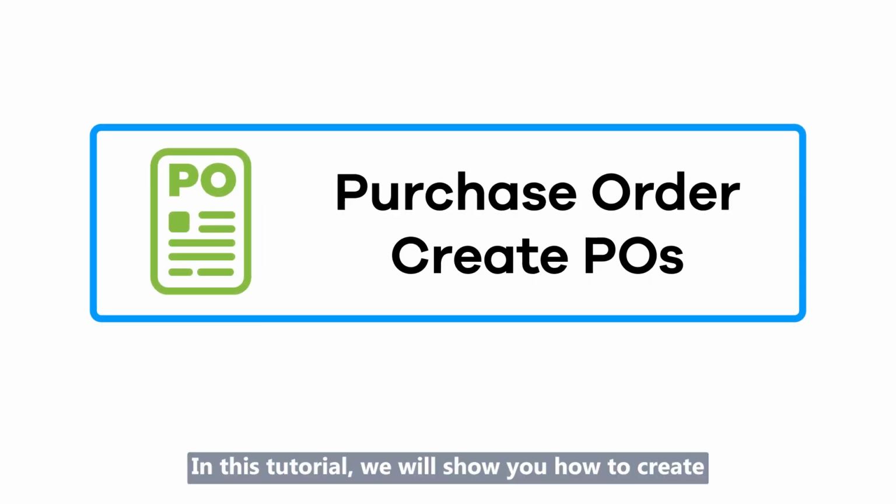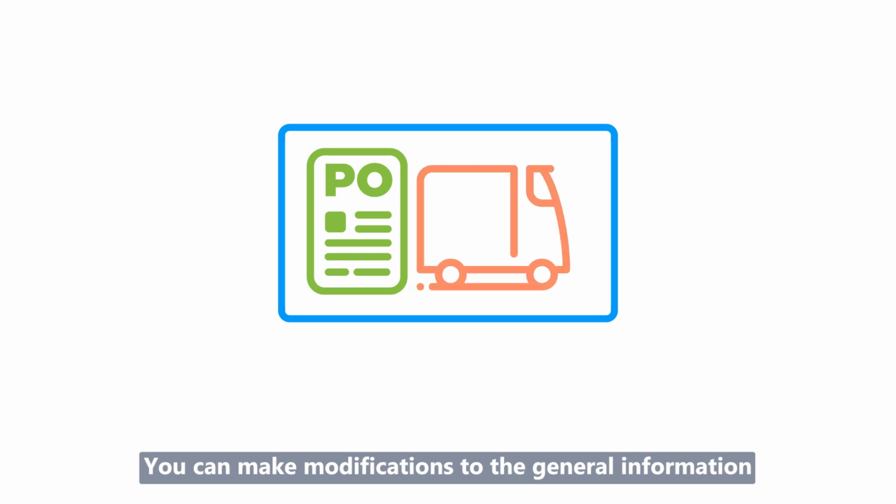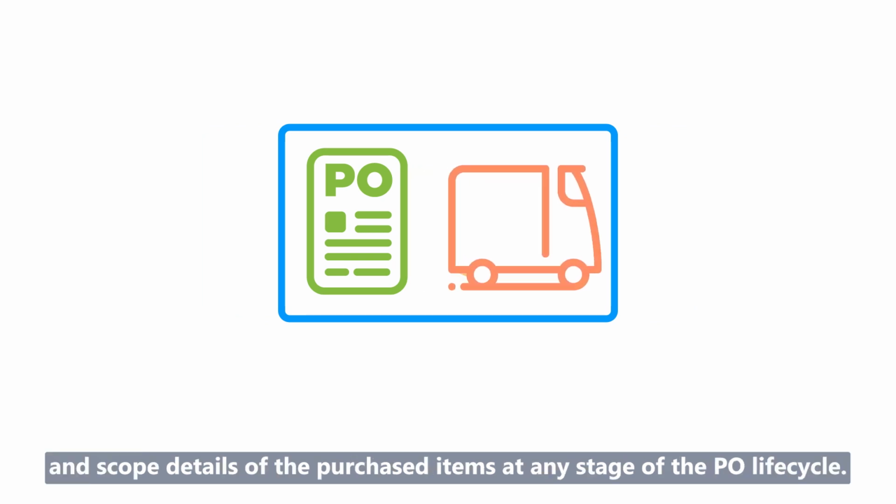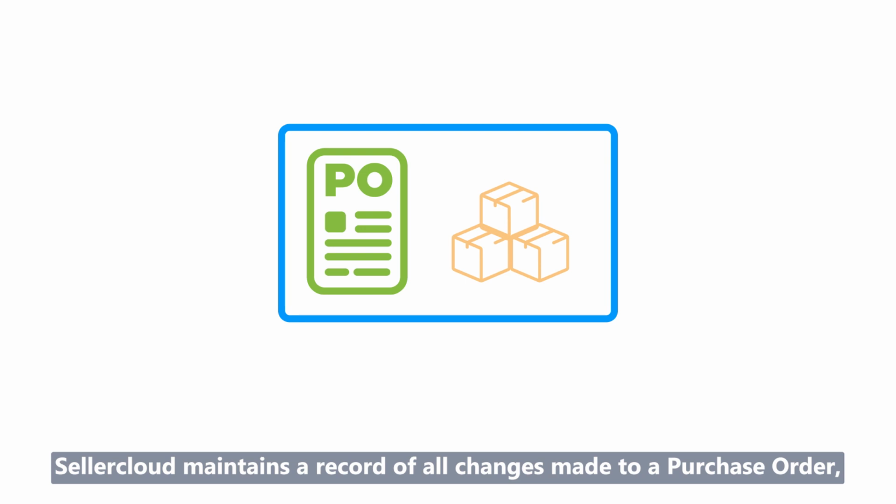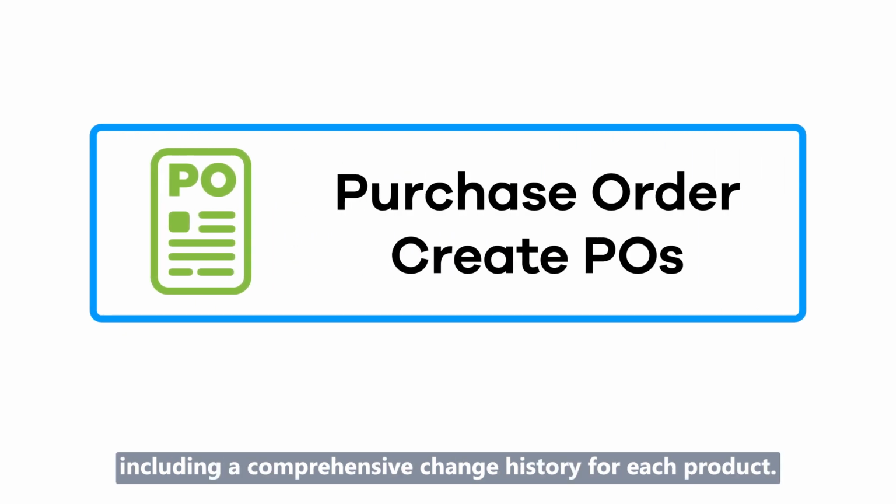In this tutorial, we will show you how to create and import purchase orders in Sellercloud. You can make modifications to the general information and scope details of the purchased items at any stage of the PO lifecycle. Sellercloud maintains a record of all changes made to a purchase order, including a comprehensive change history for each product.